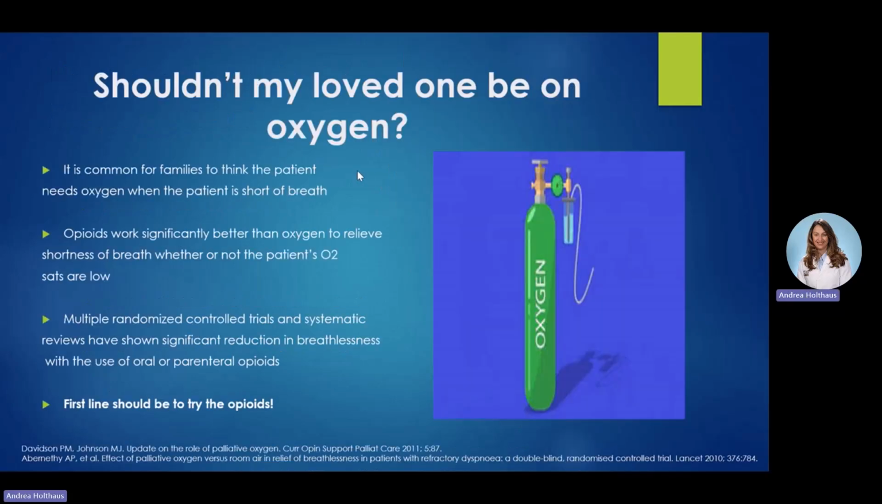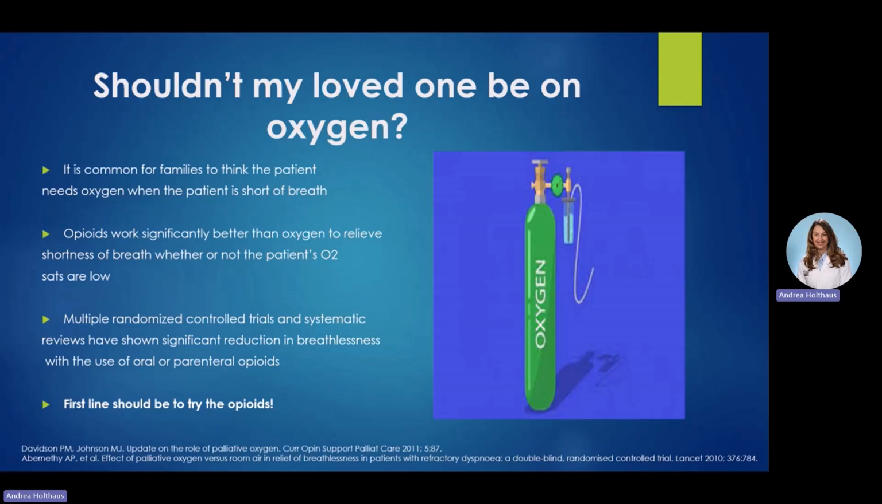What about the question, shouldn't my loved one be on oxygen? It is common for families to think the patient needs oxygen when the patient's short of breath, but opioids work significantly better than oxygen to relieve shortness of breath, whether or not the patient's oxygen saturations are low, in our patients with dyspnea at end of life.